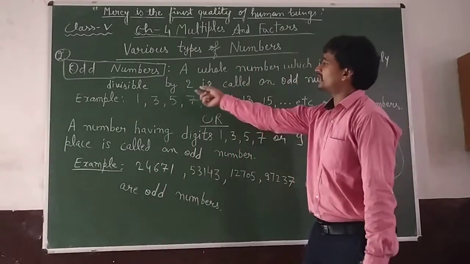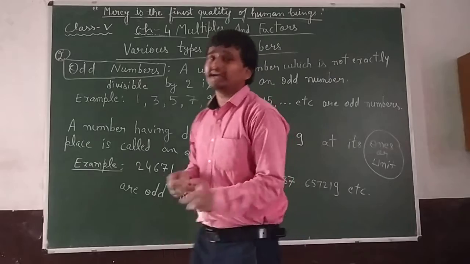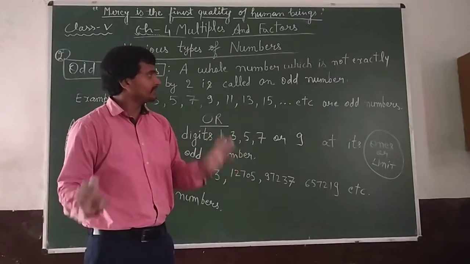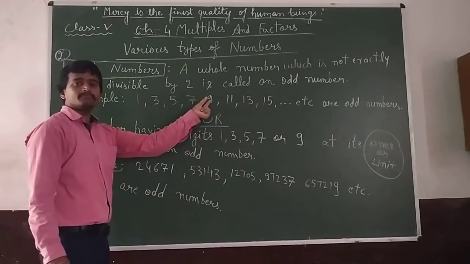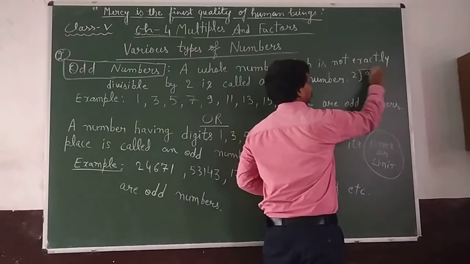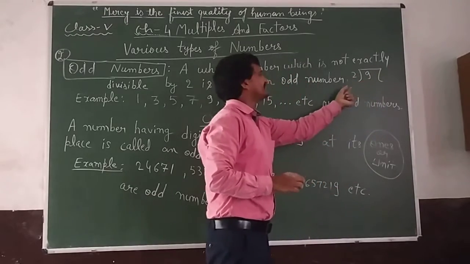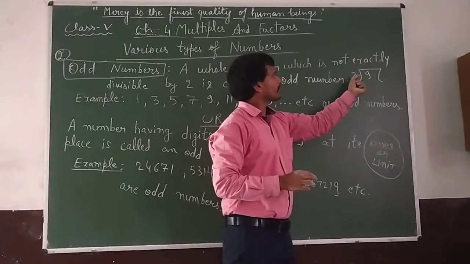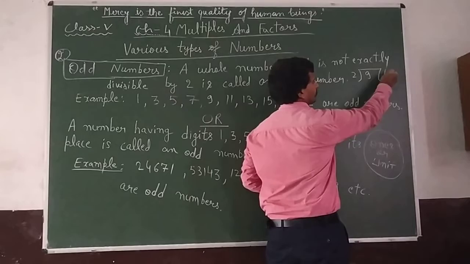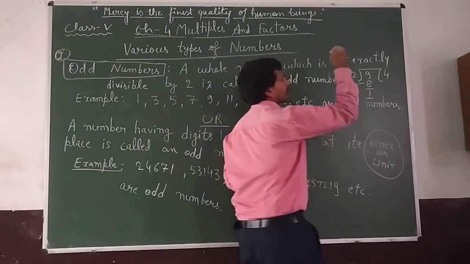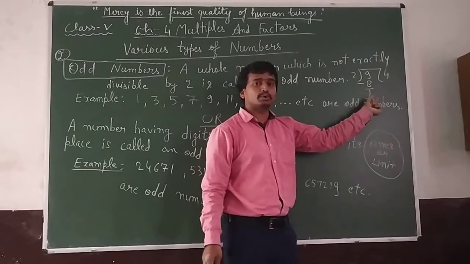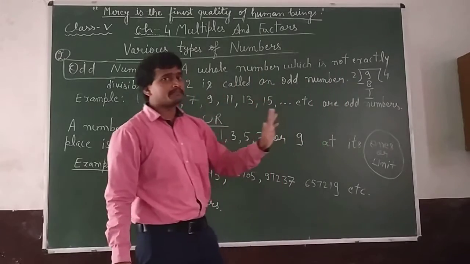Why are these numbers odd numbers? Because when we divide these numbers by 2, we will get some remainder. Let us check. For example, if we take 9 and divide 9 by 2, it is not completely divisible by 2, because 2 4s are 8 and 2 5s are 10. So we will write 2 4s are 8. On subtraction, we will get remainder 1. So 9 is not completely divisible by 2. Therefore, 9 is an odd number.